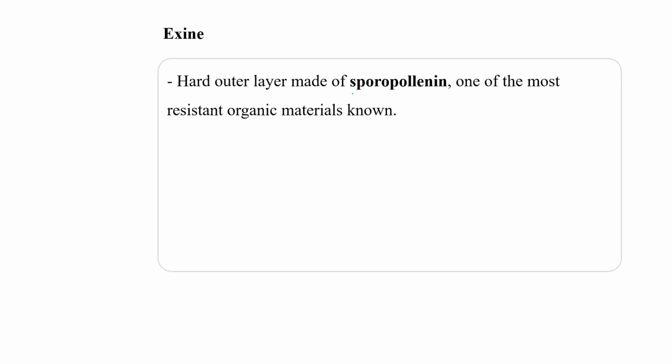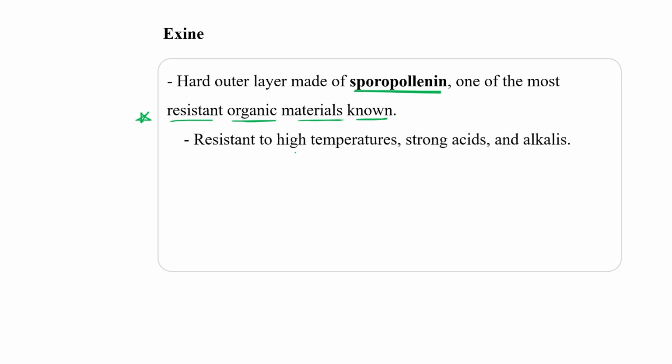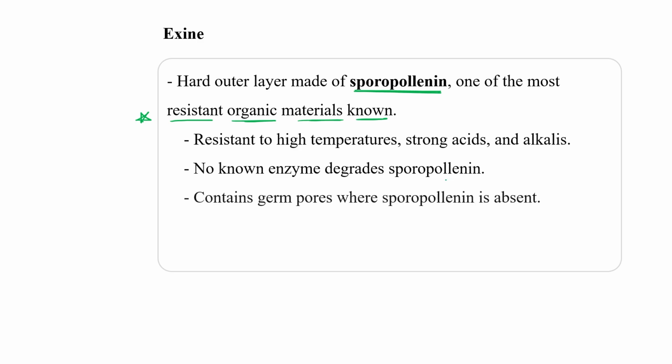Now the outermost layer. Why is it hard? Because it is made up of sporopollenin. Sporopollenin is the most resistant organic material known. This hard layer is resistant to high temperature, strong acids and even alkalis. And no known enzyme degrades sporopollenin.